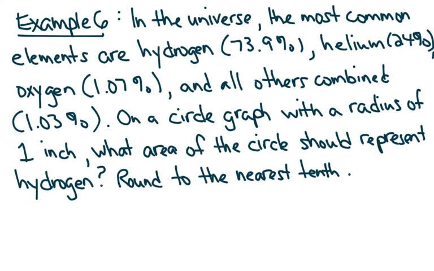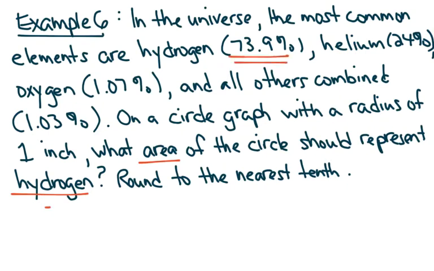Example 6, let's do an application problem. In the universe, the most common elements are hydrogen at 73.9%, helium at 24%, oxygen's only at 1.07%, and all the other elements combined are at 1.03%. On a circle graph with a radius of 1 inch, what area of the circle should represent hydrogen, round to the nearest tenth? So we're using the area formula, and we just want to focus on hydrogen.